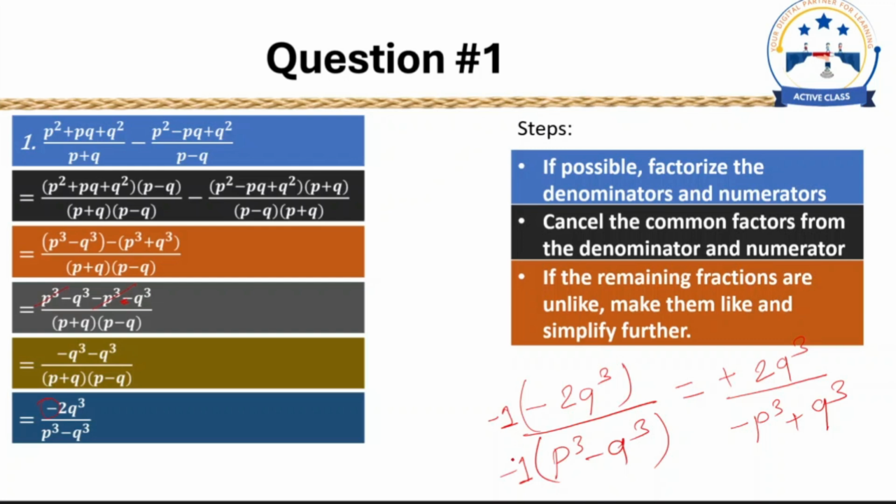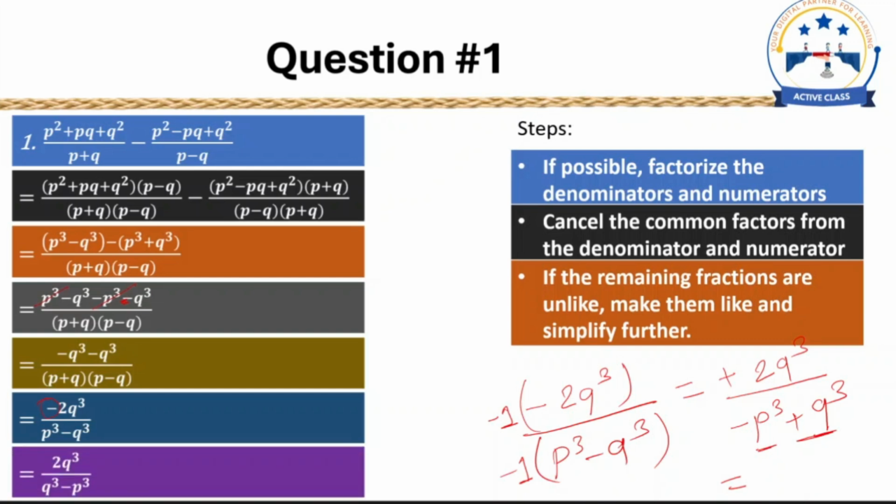Why did we multiply with minus 1? Because ultimately they will be cancelled out, or dividing minus 1 with minus 1 is 1, so there won't be any changes. Finally, you can write this plus Q cube in front and minus P cube at the back. Same thing I've done over here in the next step. See, 2Q cube divided by Q cube minus P cube, because this Q cube is plus and P cube is minus. And this is our final answer. I believe you understood this.